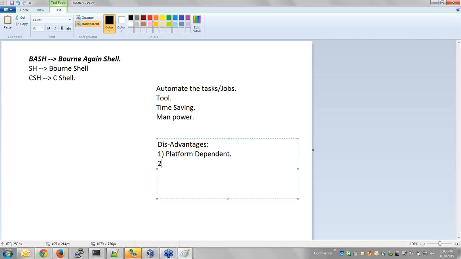So I think I missed it. The second one is time consuming or more processes, whatever it is. We can simply ignore this one. Why? Because we are saving a lot of time, so we can simply ignore this.